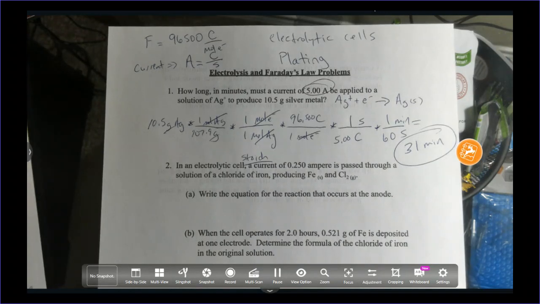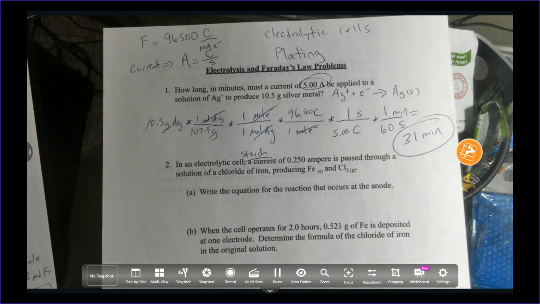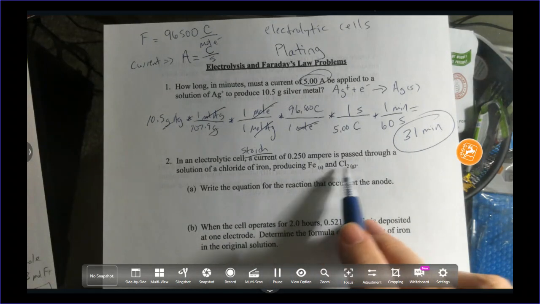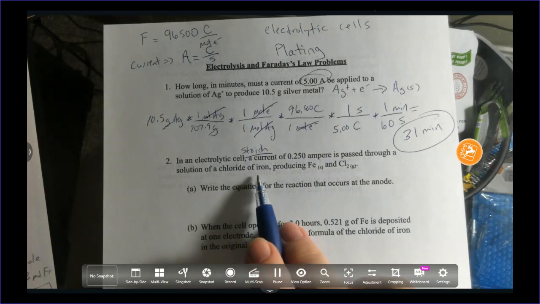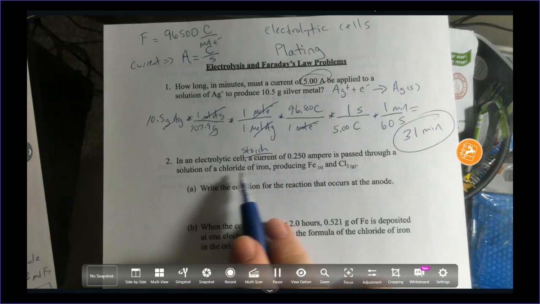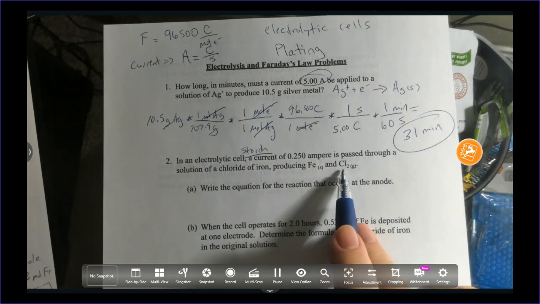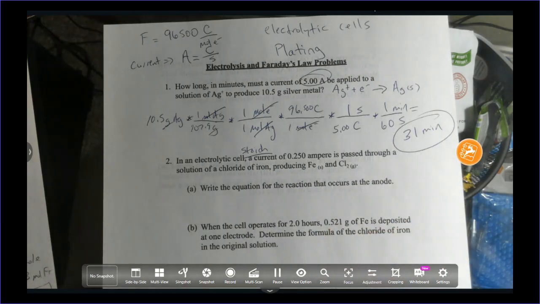All right, let's just keep going here. Number 2, we have an electrolytic cell. We're going to be pumping 0.25 amps through a solution of a chloride of iron, and we're going to produce iron solid and chlorine. So that kind of tells us what we have going on here.